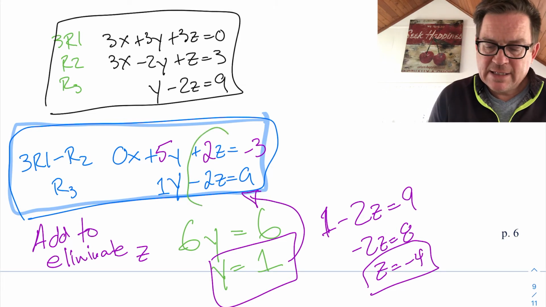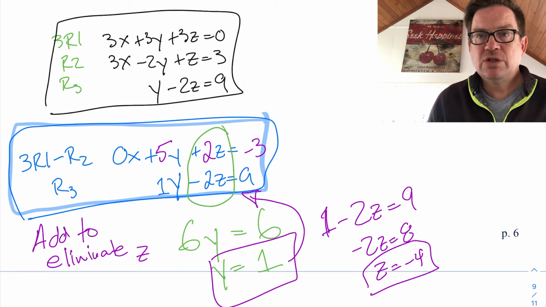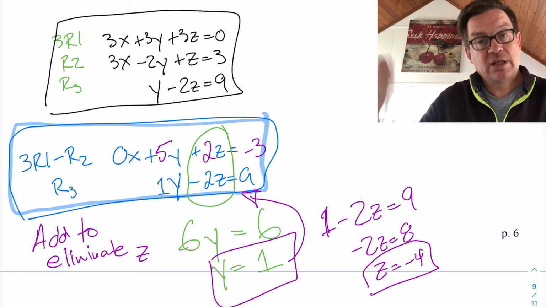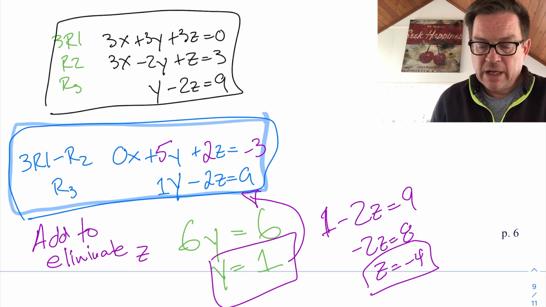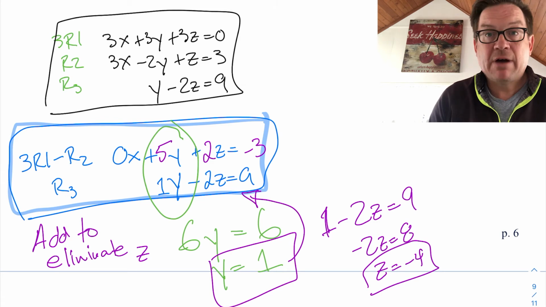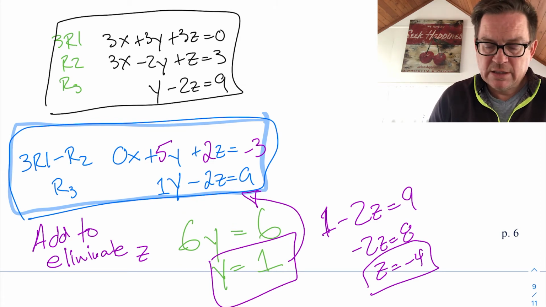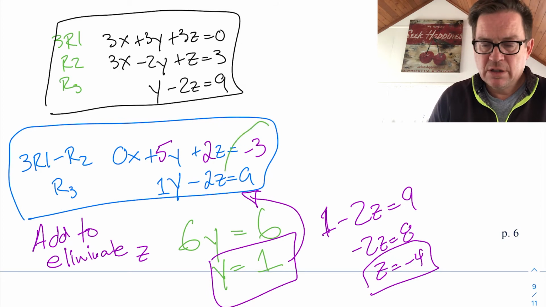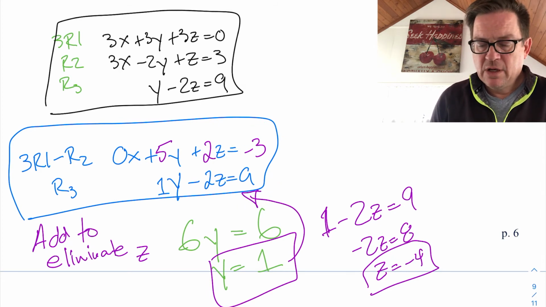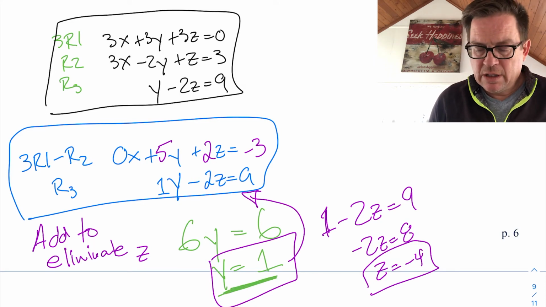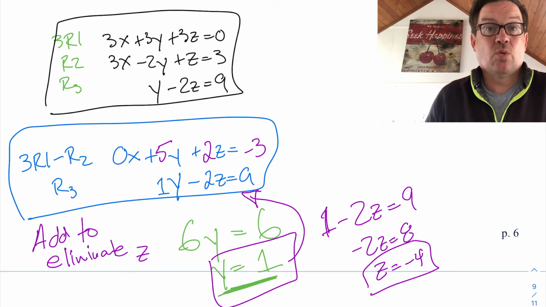And in this case, I noticed that the 2z and the minus 2z were set up so I could eliminate them easily. So I chose to eliminate the z's by adding the two equations. And when I add the two equations, I get 5y plus y is 6y. 2z minus 2z disappears, and minus 3 plus 9 is 6. So, yay, 6y equals 6, so y is 1.